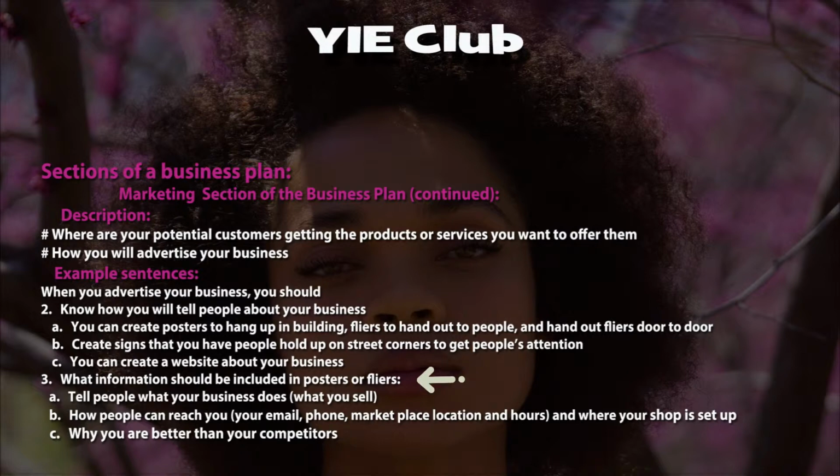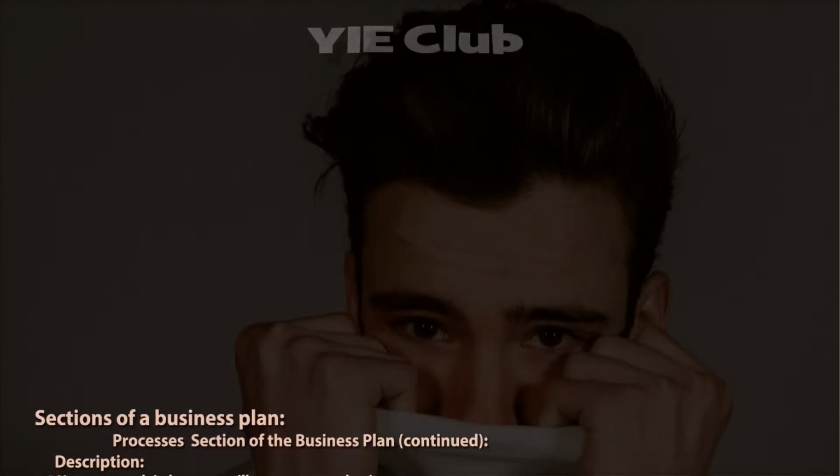So as you talk about what information to include in your advertisement, you want to make sure to tell people what your business is about, what you're selling, how people can reach you, such as your email address, phone number, where you're located in the market, the hours you're going to be open, and where your shop is going to be physically located. And you want to explain how your business is better than your competitor's business.